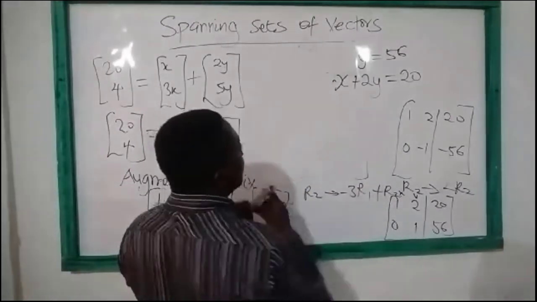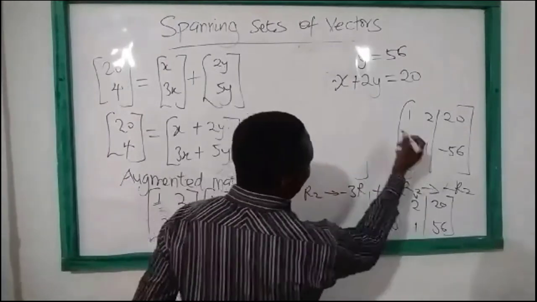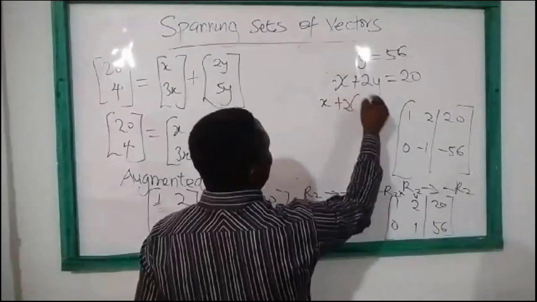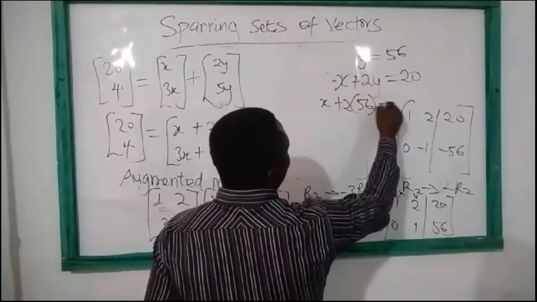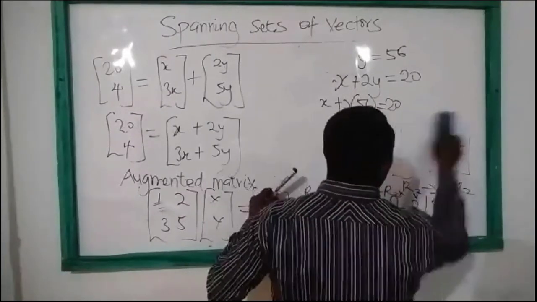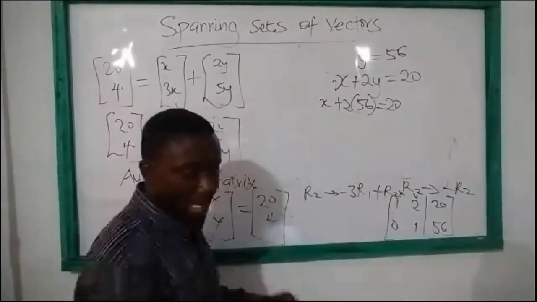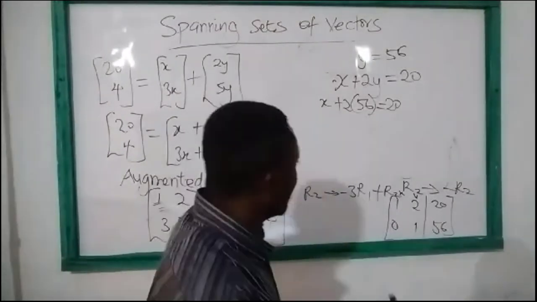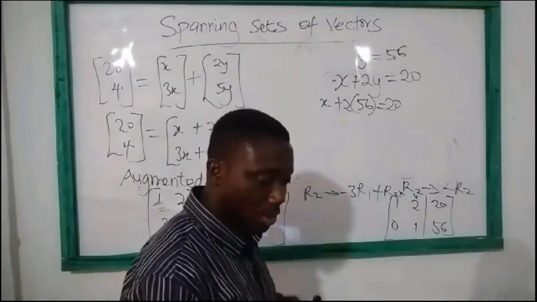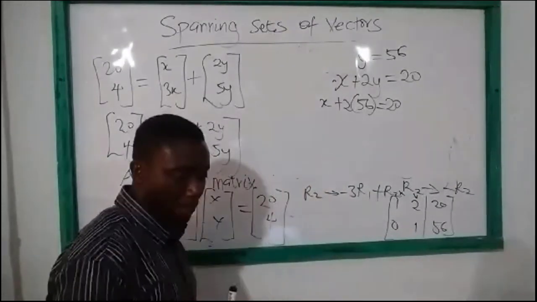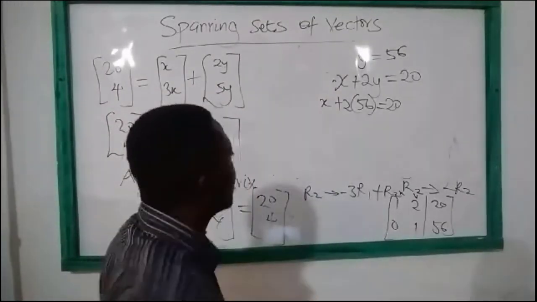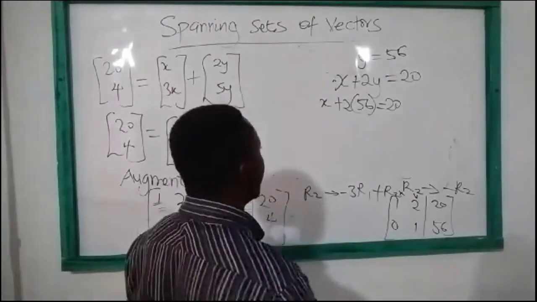So you are going to substitute the value of Y, which is 56. So X plus 2 multiplying 56 is going to be what? 20. It's the understanding that is very important. We have gone through this similar approach in almost all the topics we are looking at. So it is not a new thing. Just follow the same steps. It's the understanding that is really important.